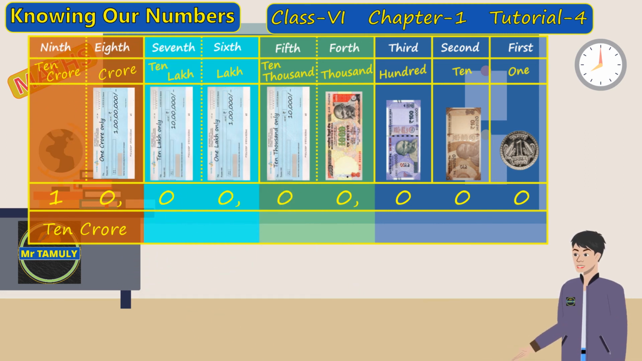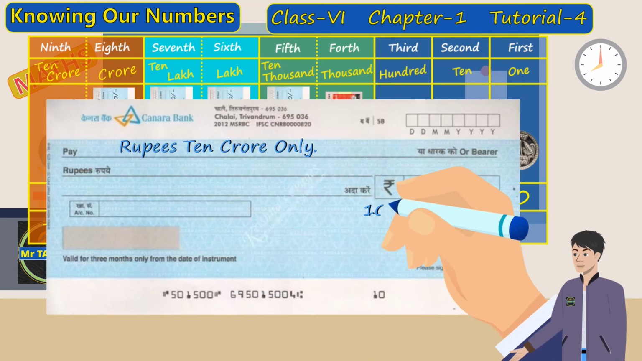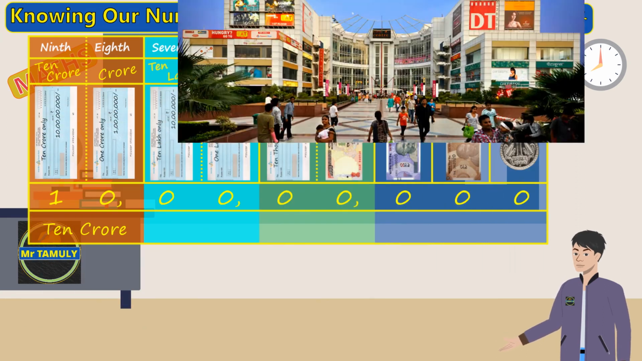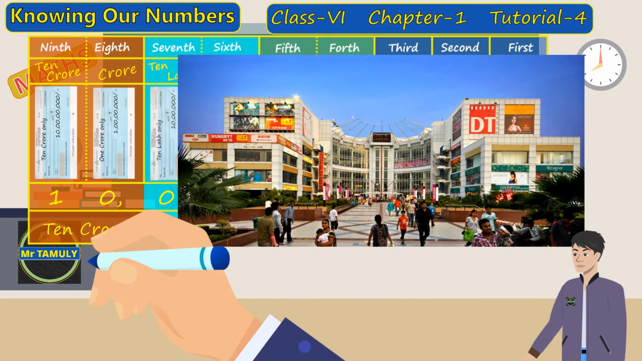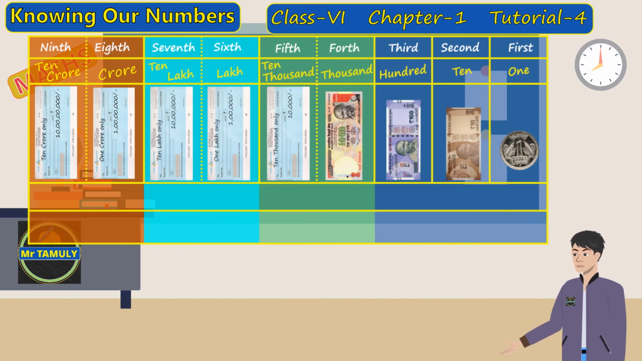In terms of money value we can place a cheque of rupees 10 crore in the 9th position. With 10 crore rupees you will be able to build a large shopping mall like the one you can see in this image. With this we have completed learning all the positions from the first through to the 9th position. We have learned their place values as well as the names of these positions in the Indian method of naming. We shall learn the international method of naming large numbers in the next tutorial, that is in tutorial number 5.